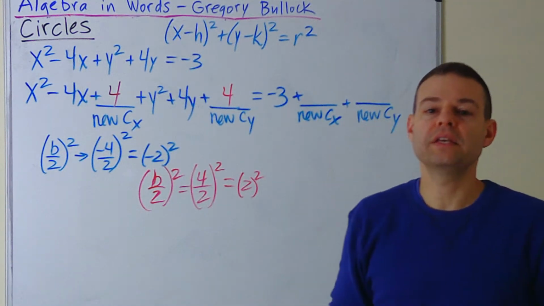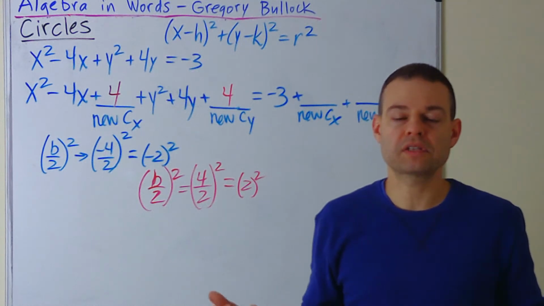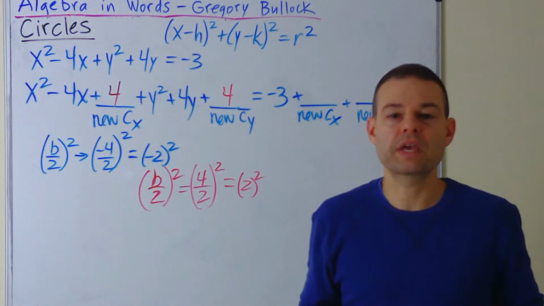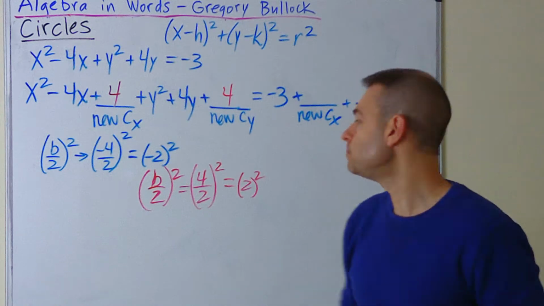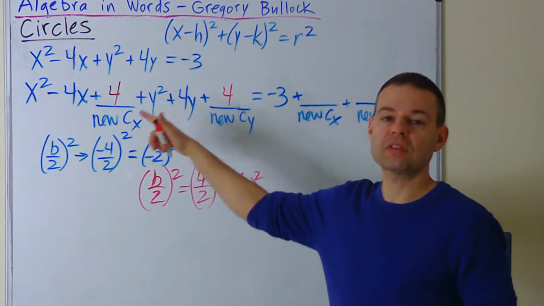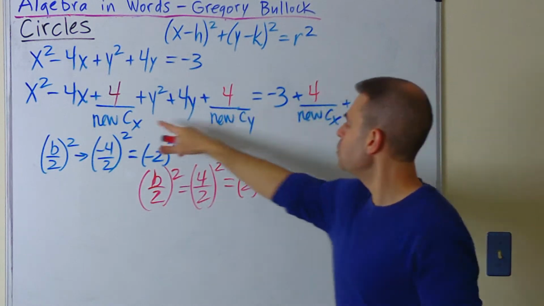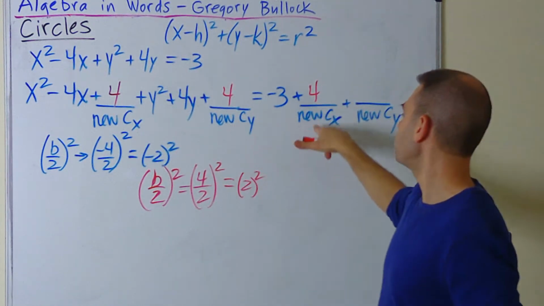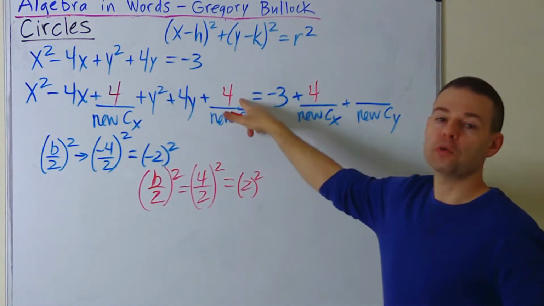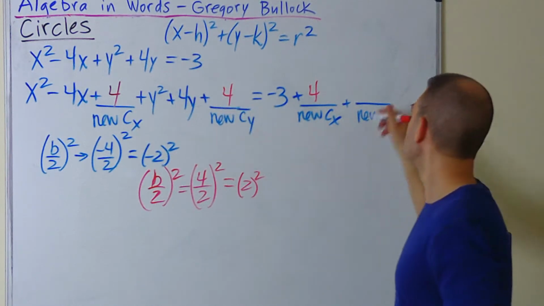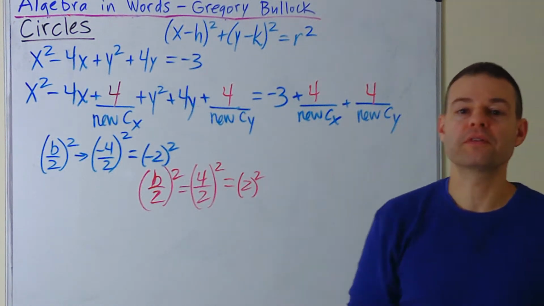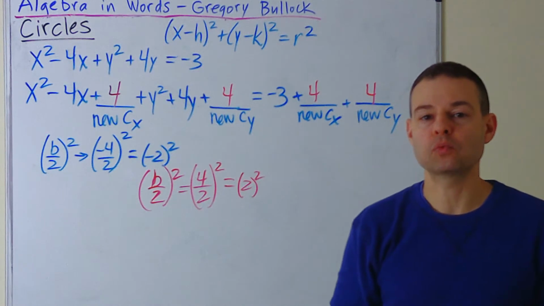So coincidentally, the new c for x and y are the same here, but in other cases they could be different, and that's normal. And remember, what we do to the left, do to the right. So we added 4 for the new c of x here, and we add 4 here. And we added 4 for the new c of y here, so we add 4 for the new c of y on the right as well.